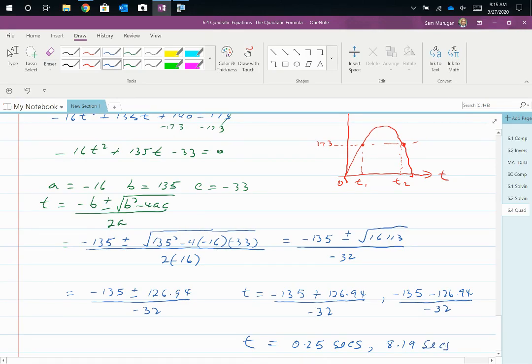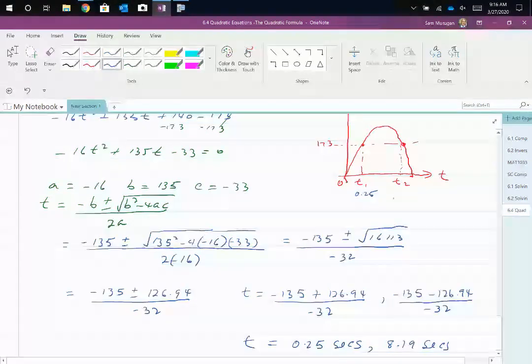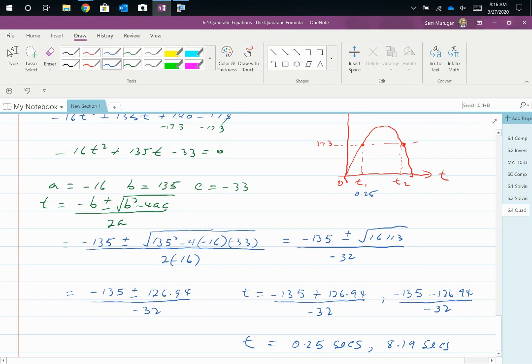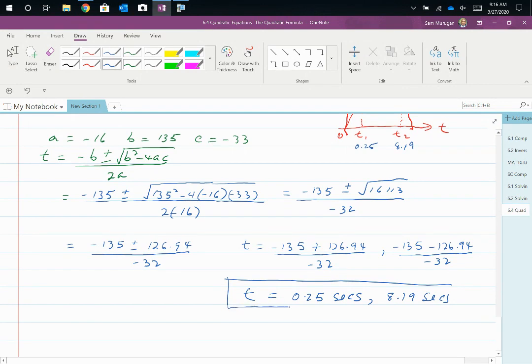It means that the 2 times when this object would be at 173 feet high would be at 0.25 seconds, which is pretty fast, and 8.19 seconds later. So it would go up to some height up here and then come down back and achieve what it wants to achieve.